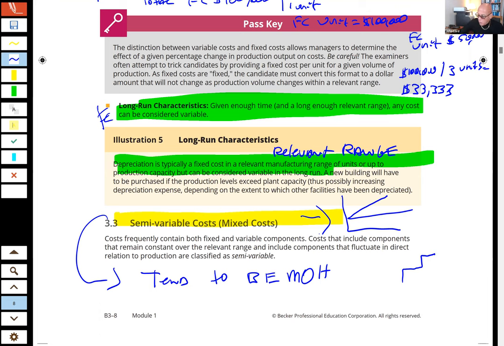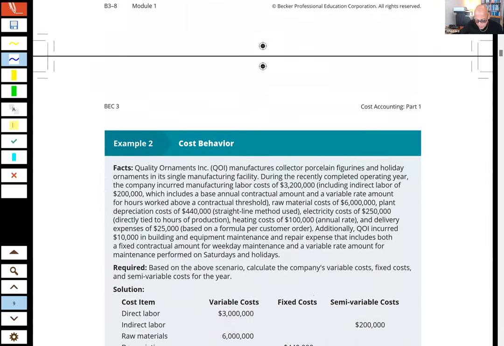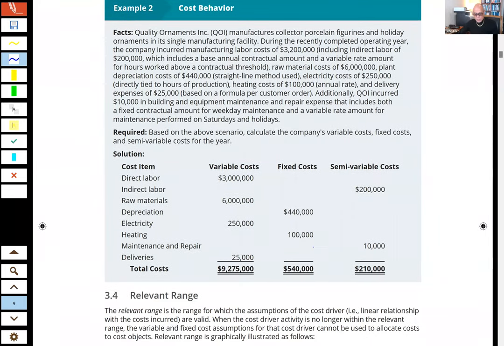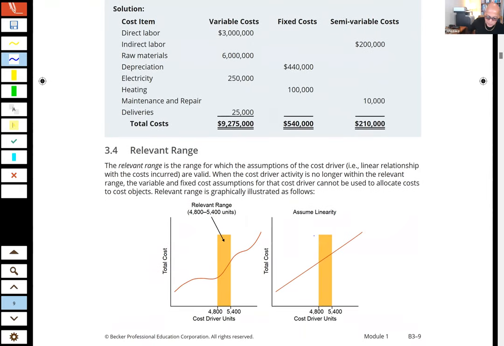Okay, good. Now you come over and we have this exercise that I don't want to do because it's just annoying, that has you group the cost into whether they're variable, fixed, or semi-variable. I don't feel like doing that. I don't know, I don't like that exercise. I think it causes more harm than good. So I wouldn't even look at it.